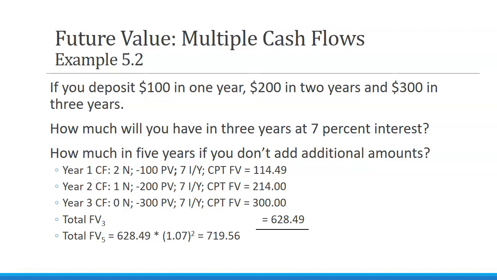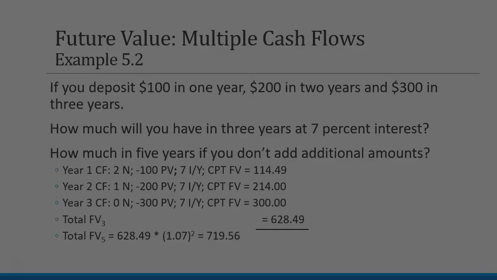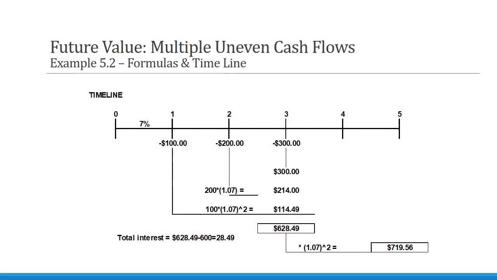The $100 earns interest for 2 years. The $200 earns interest for 1 year, and the $300 doesn't earn any interest at all at the end of 3 years. We then have an additional 2 years where we don't add any money that collects another 7% of interest. We can look at how that happens via a timeline.